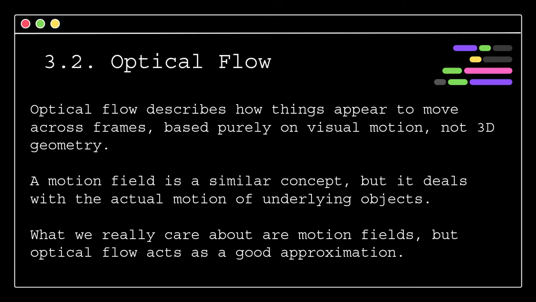Now let's take a moment to talk about optical flow. Optical flow is what gives us an idea of how things are moving across frames just by looking at pixel intensities. Now technically what we really want is the motion field, which is the actual movement of objects in the scene. But because we don't have full 3D knowledge upfront, we use optical flow as an approximation.